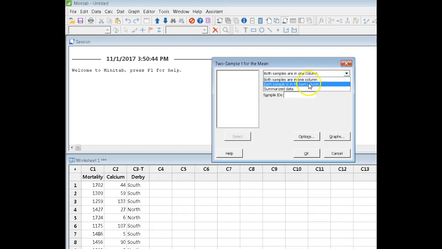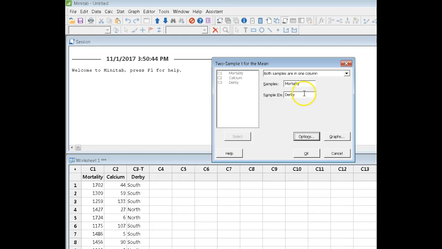And the other option would be each sample in its own column. Well, each sample is not in its own column. If it was, I'd have to have a column for mortality for south of Derby and another column for mortality of north of Derby. So it's this first option, which is generally the way Minitab likes to have things set up. So all the data I'm interested in are in the column called mortality, and I'm going to take those numbers and break them up by Derby.